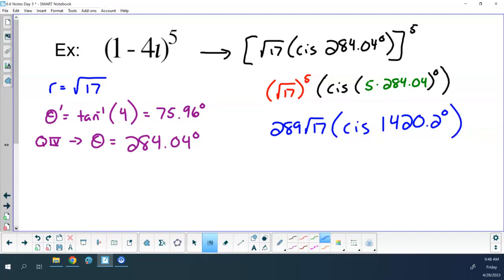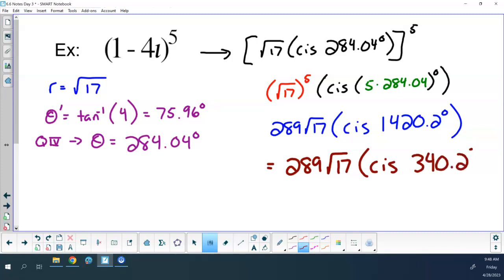Need it to be less than 360. I'm going to subtract off 360, still too big. Subtract off 360, still too big. Subtract off 360. Gets me a final answer of 289 square roots of 17 times cosine I sine of 340.2.